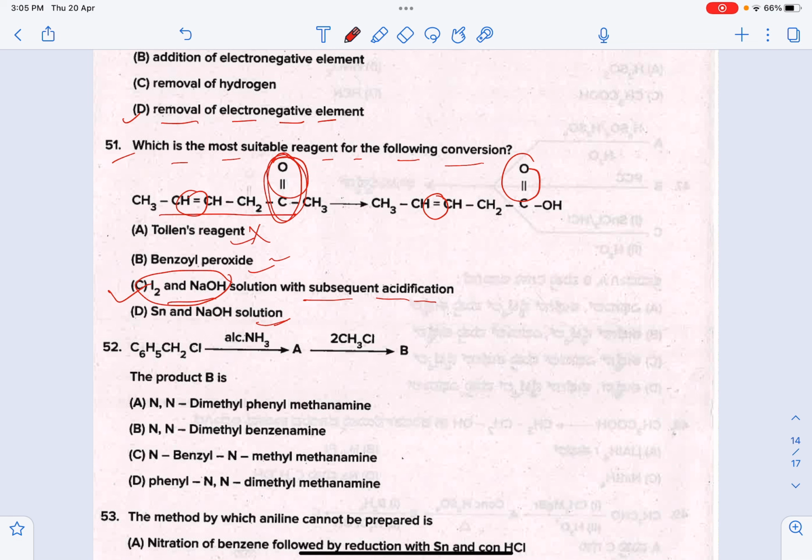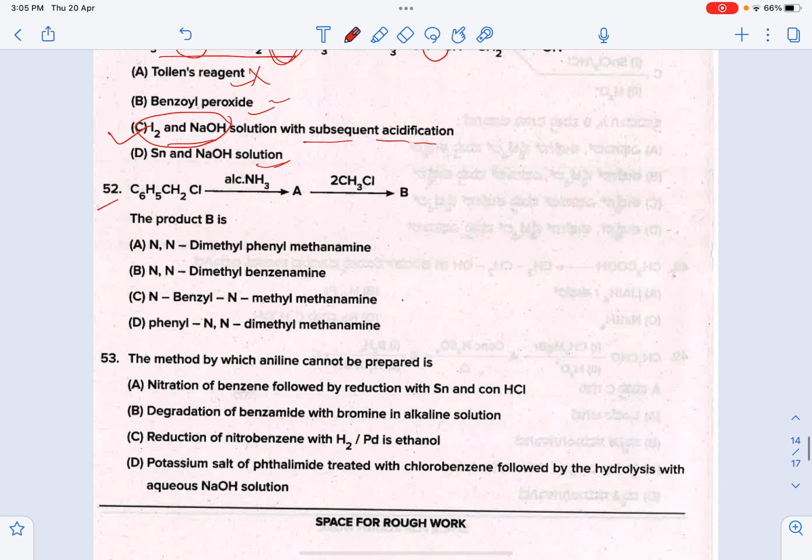Now the next question: C6H5CH2Cl, when treated with alcoholic ammonia, produces product A, and then it is treated with this reagent and produces product B. It is asked what product B is. Let's solve this. What happens with it?